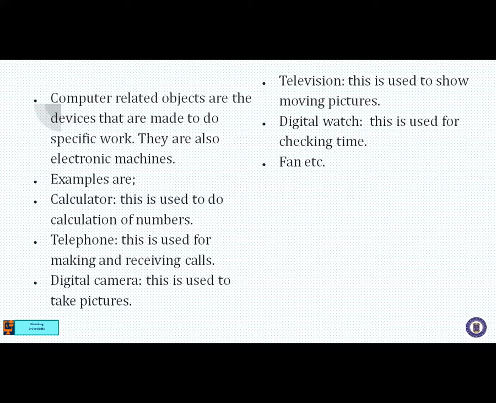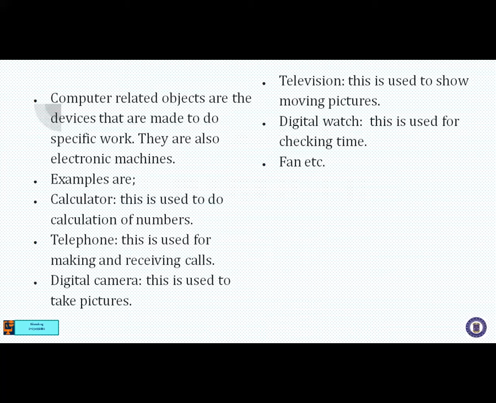Now we can also talk about the digital camera. A camera is a device that is used to snap pictures. So we have a television. Many of us have televisions at home. We know the uses of television. We watch films through our television. So the television is used to show moving pictures, that is video, movies that we watch on the television.